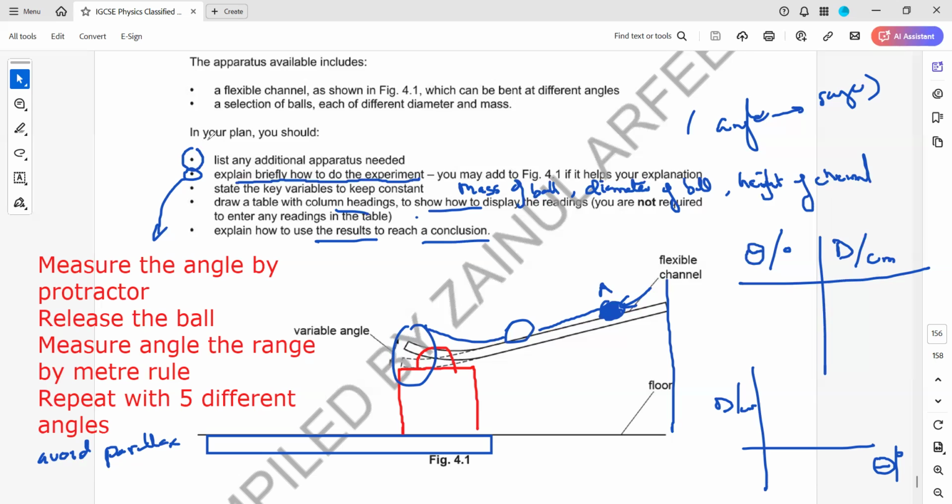Is it clear, this experiment? Is it clear, the whole experiment? Okay.